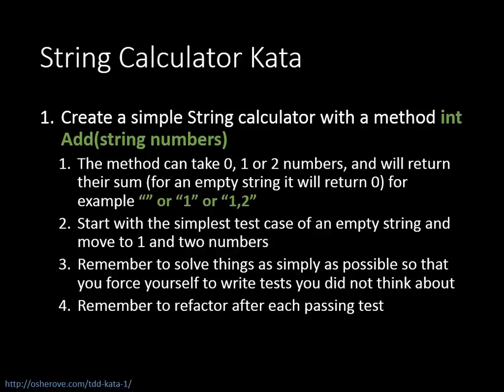String Calculator Kata, Exercise 1. Create a simple string calculator with a method that returns an int, is called add, and takes a string called numbers as input. The method can take 0, 1, or 2 numbers and will return their sum. For an empty string, it will return 0.